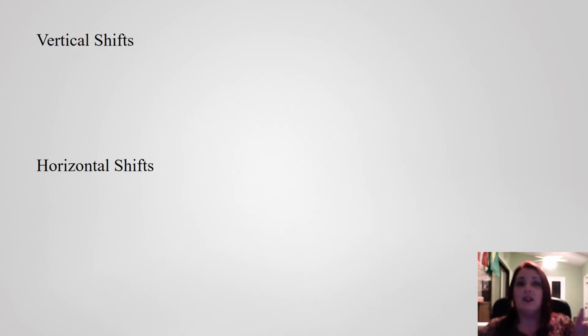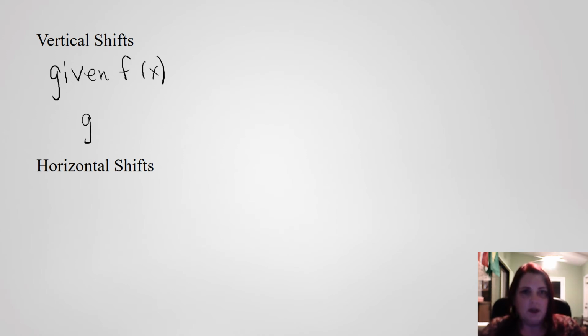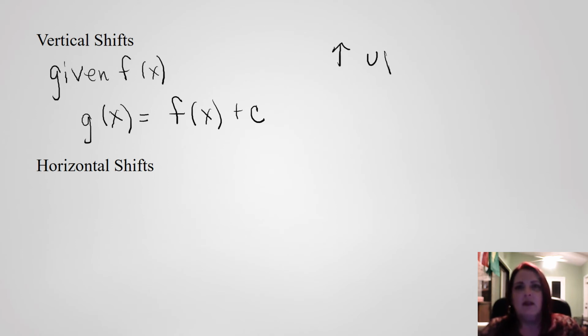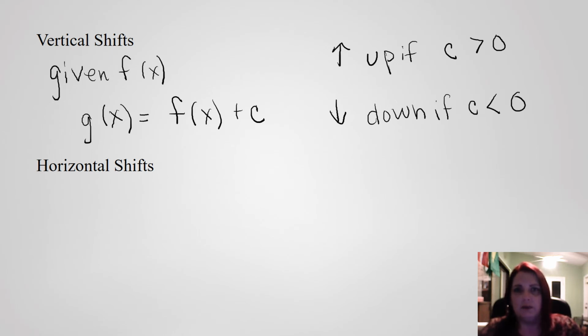So what we've done is vertical shifts, those are up and down, and we've done horizontal shifts. So on vertical shifts, if we're given f of x and our transformation g of x is equal to f of x plus a constant c, it's going to shift up if that constant c is greater than 0, and it's going to shift down if our constant c is less than 0.